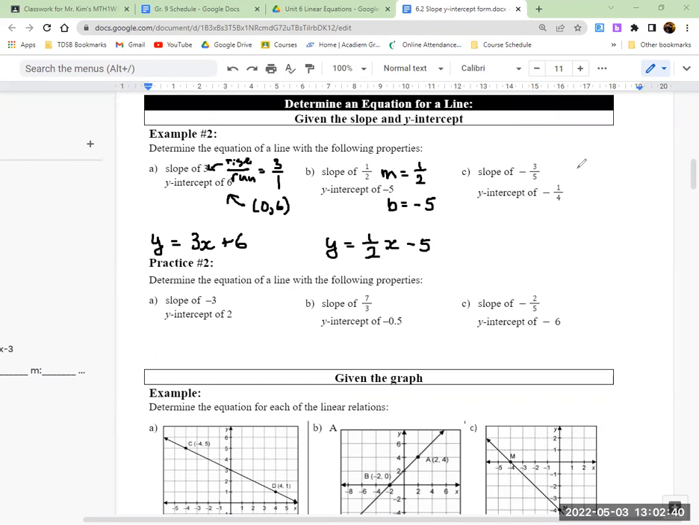Same thing. My slope or my rate of change is -3 over 5. My y-intercept, my b is -1 over 4. Don't be turned off by the fraction. It's still the same thing. And it looks like that. See if you can follow these patterns and create an equation if you already know slope and if you already know y-intercept. I'll give you another minute.